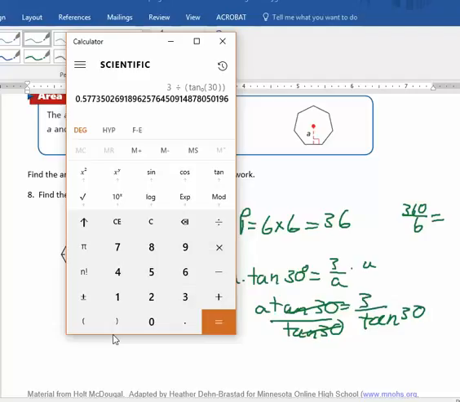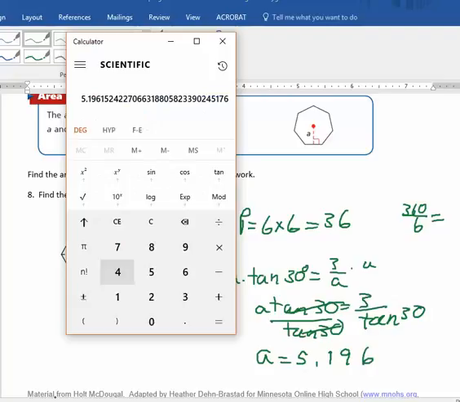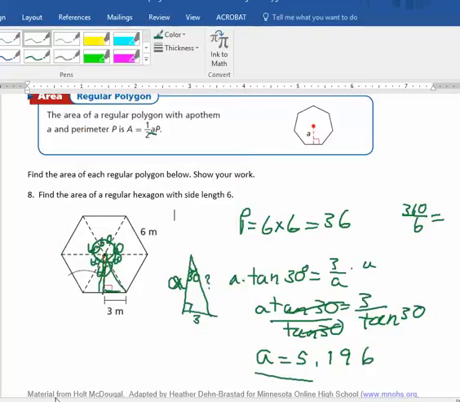So I'm taking 3 divided by whatever the tangent of 30 is, and I get 5.196. Did I get all the digits that I need? 5.1961. Yep, I'm going to round to 3 decimal places because I do not want to multiply my rounding errors when I use it in the formula.